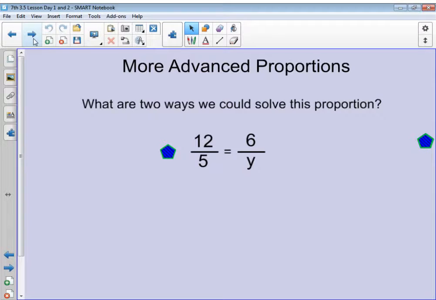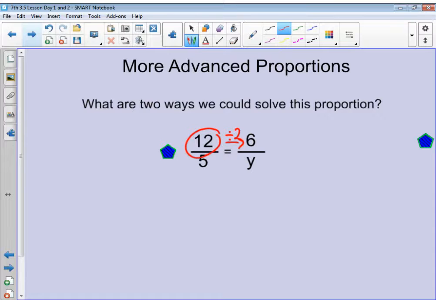In solving proportions, there's a couple different ways that you can go through and solve for a missing portion. One of them is to identify what was done to the first ratio to get the second ratio. So for example, we might look at this and say, what did they do to 12 to get it to turn into 6? Well, 12 divided by 2 would give us 6. So the same concept can then be applied to the other part of the ratio. We could just divide 5 by 2, and that would give us 2.5. So here we just found out that y equals 2.5.